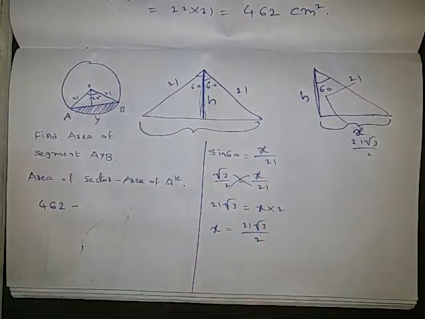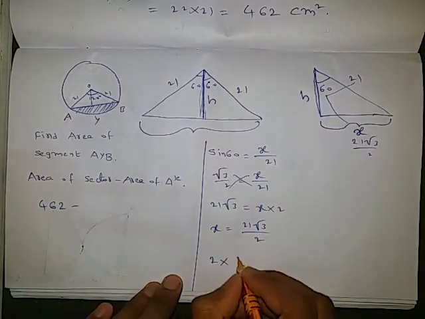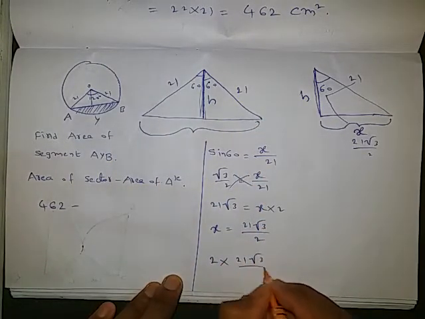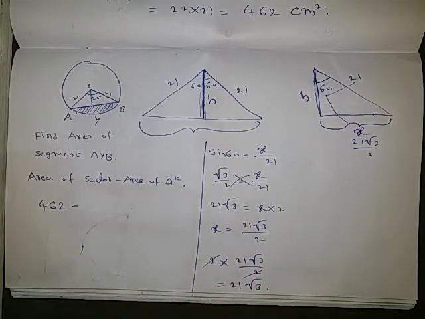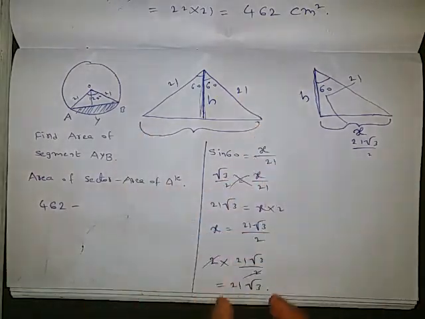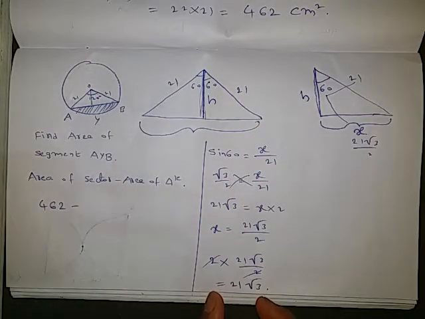So we want a total, so multiply by 2. 2 into 21 root 3 by 2. 2 cancel, so we remain with 21 times root 3. So the base of the triangle is 21 root 3.